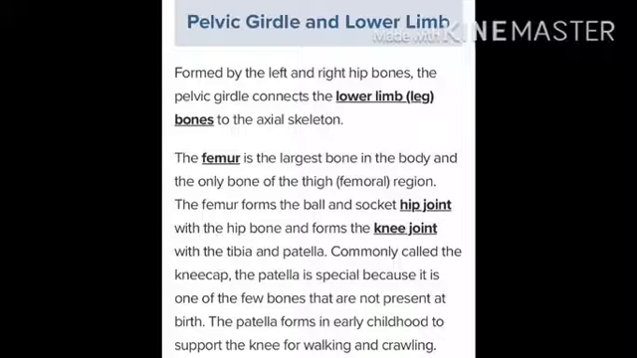The patella is special because it is one of the few bones that are not present at birth. The patella forms in early childhood to support the knee for walking and crawling.